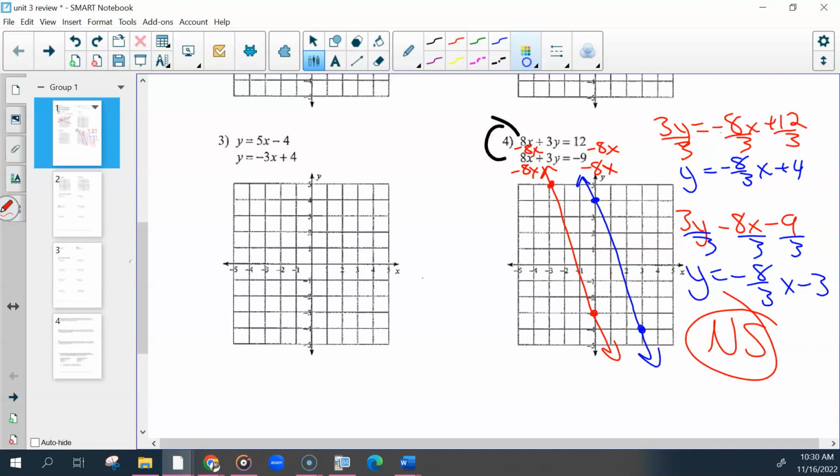We're going to move on to number 9. The biggest thing with these is make sure whatever it says, that's what you're doing. If it says solve by graphing, you shouldn't be solving by substitution or elimination. If it says solve by substitution, you should be solving by substitution, not elimination, not graphing. And then the same thing with elimination.